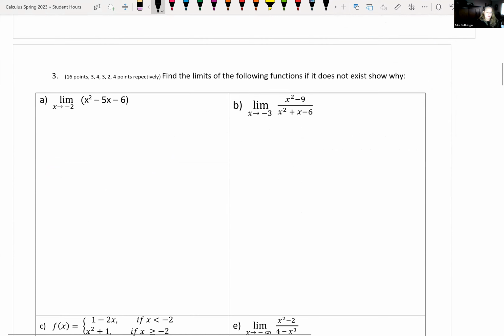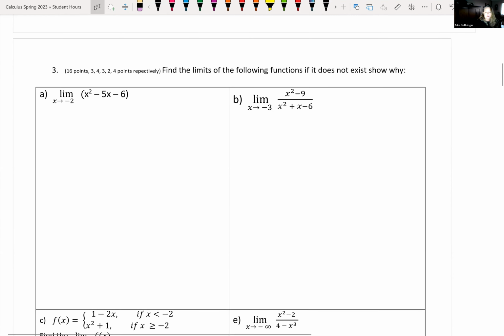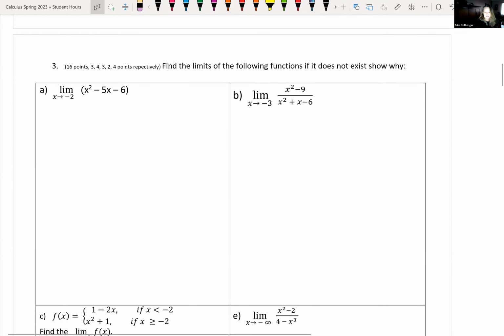So question number 3, we're finding the limits of the following function if it exists. If it does not exist, then we're going to show why. When we're doing limits, we're doing direct substitution. So we're looking at the limit as x is approaching -2 of x squared minus 5x minus 6. And so wherever we see an x, we're going to replace it with -2.